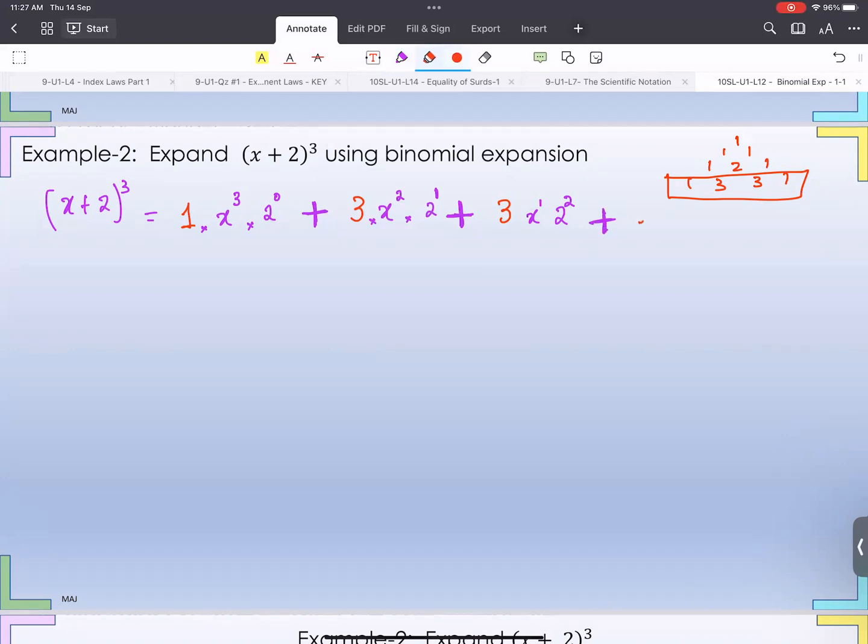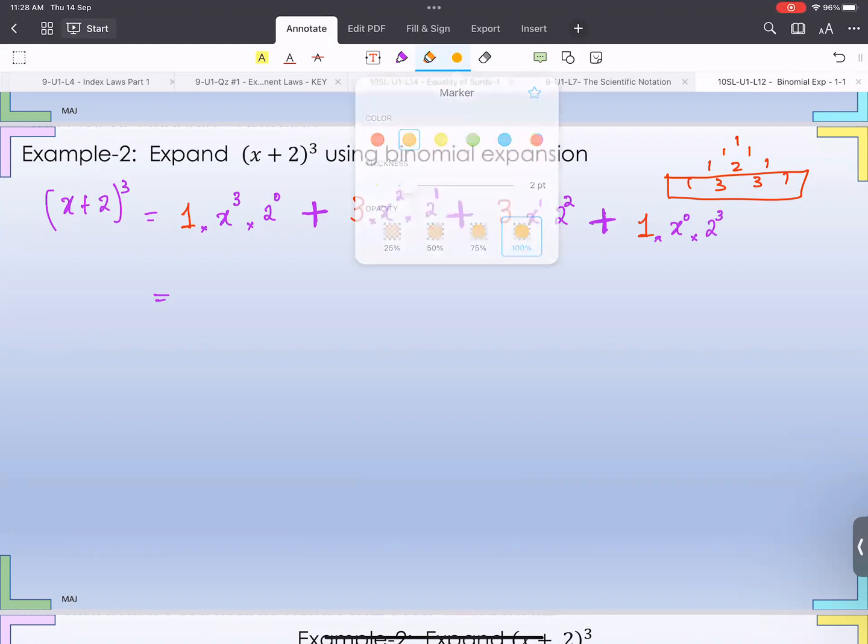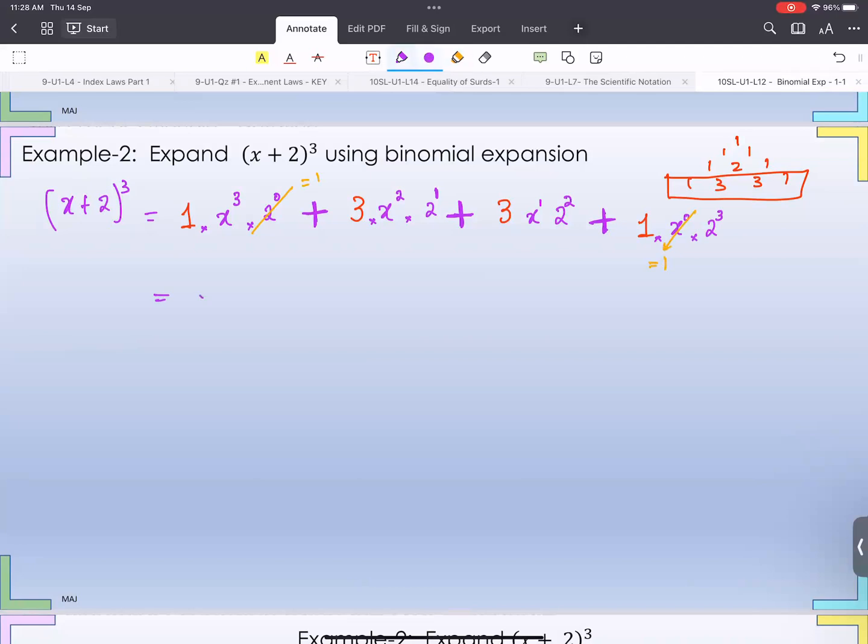1 times x to the power of 0. We don't have to write that, right? And then 2 to the power of 3. Okay, so that is your expansion. So this becomes equal to 1, and this is equal to 1. So that's just going to be x cubed plus 6x squared plus 4 times 3 is 12x plus 8.